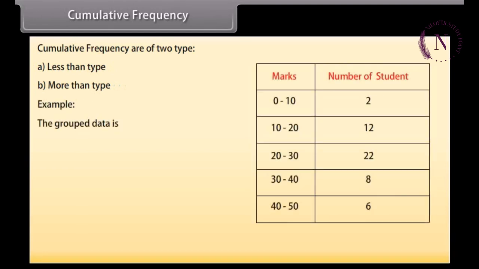The grouped data is, for marks 0 to 10, number of students are 2. For marks 10 to 20, number of students are 12. For marks 20 to 30, number of students are 22. For marks 30 to 40, number of students are 8. For marks 40 to 50, number of students are 6.